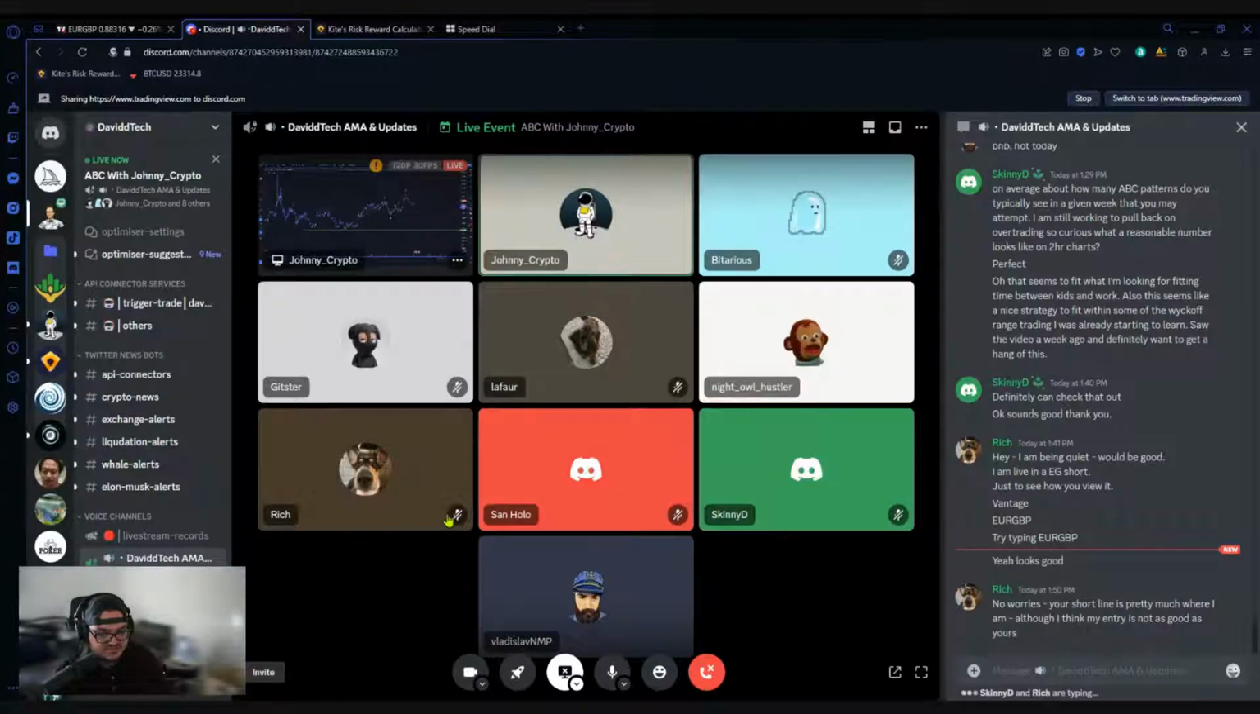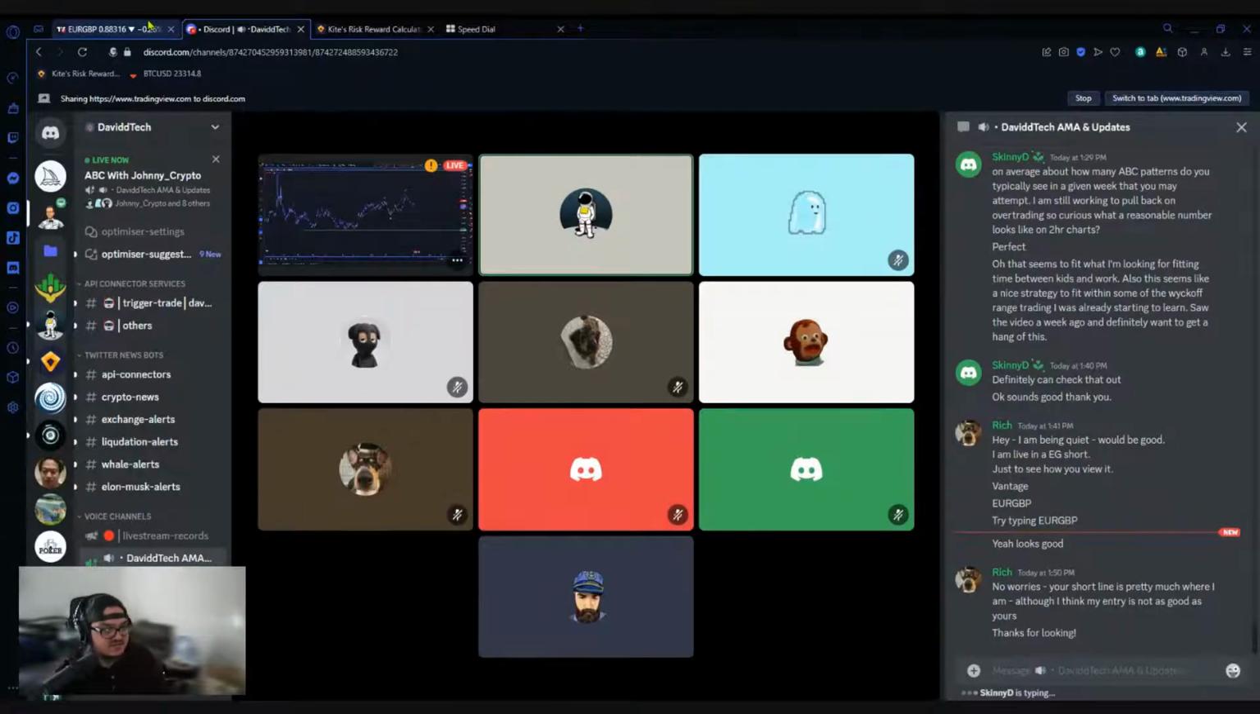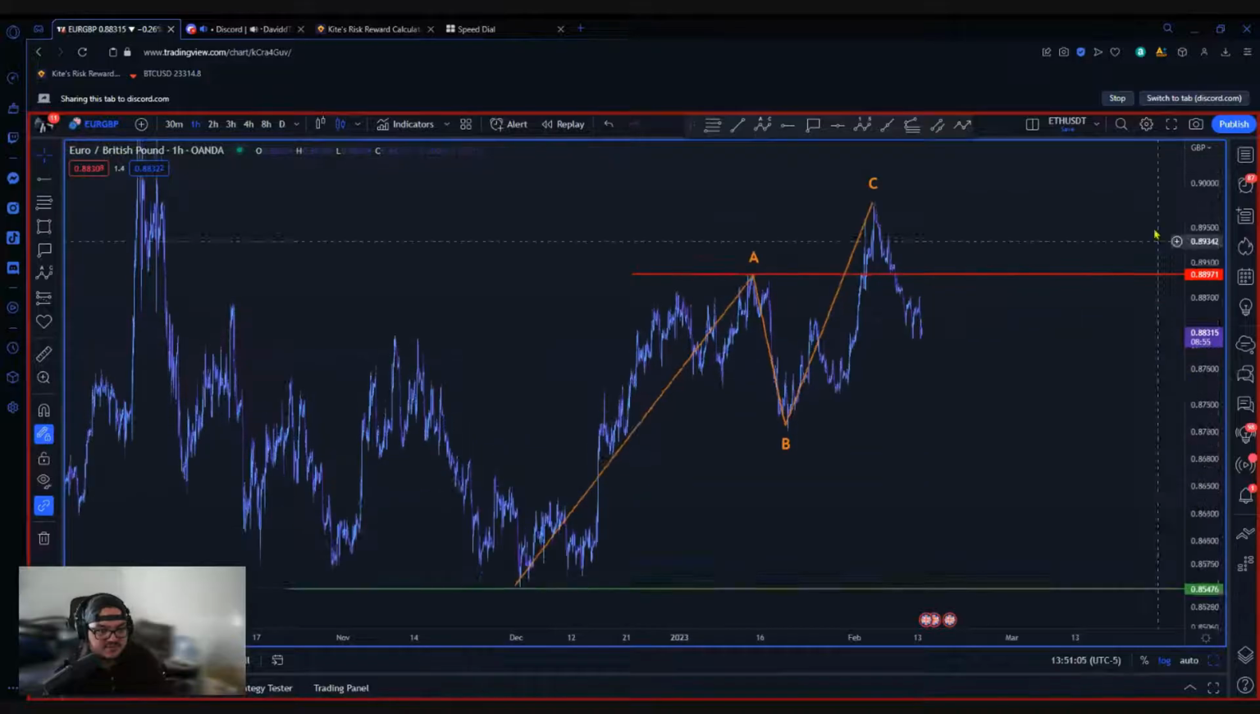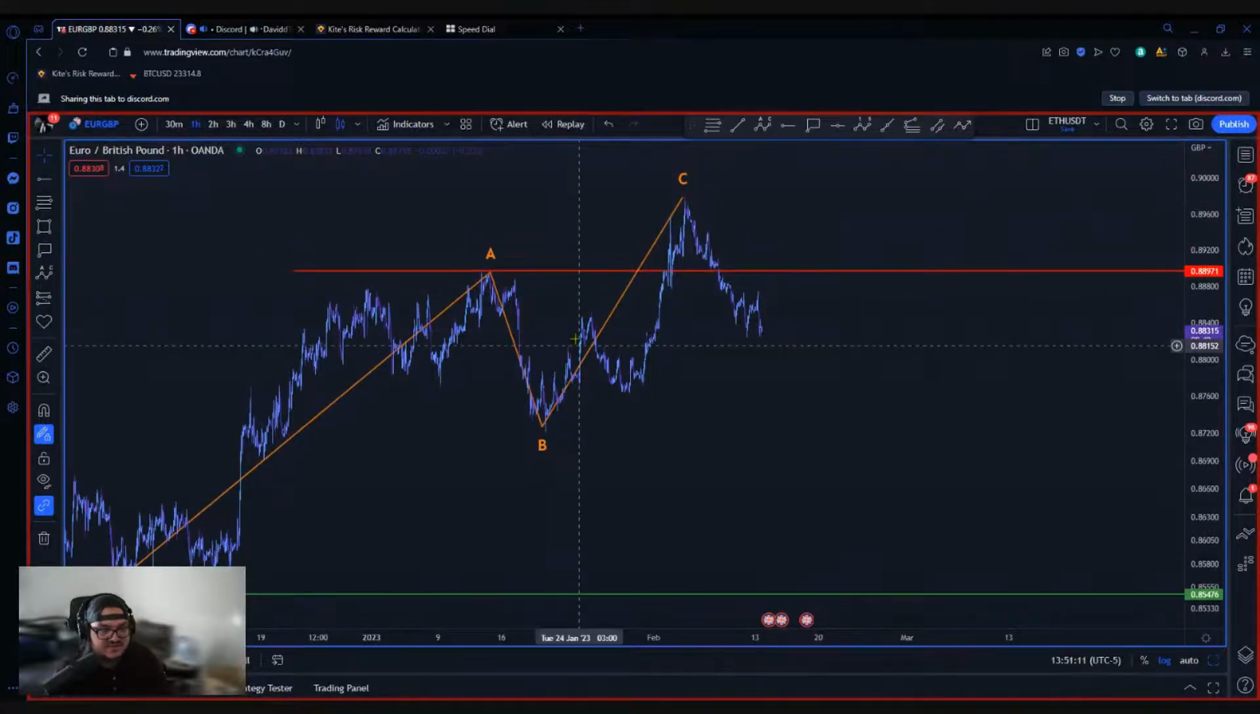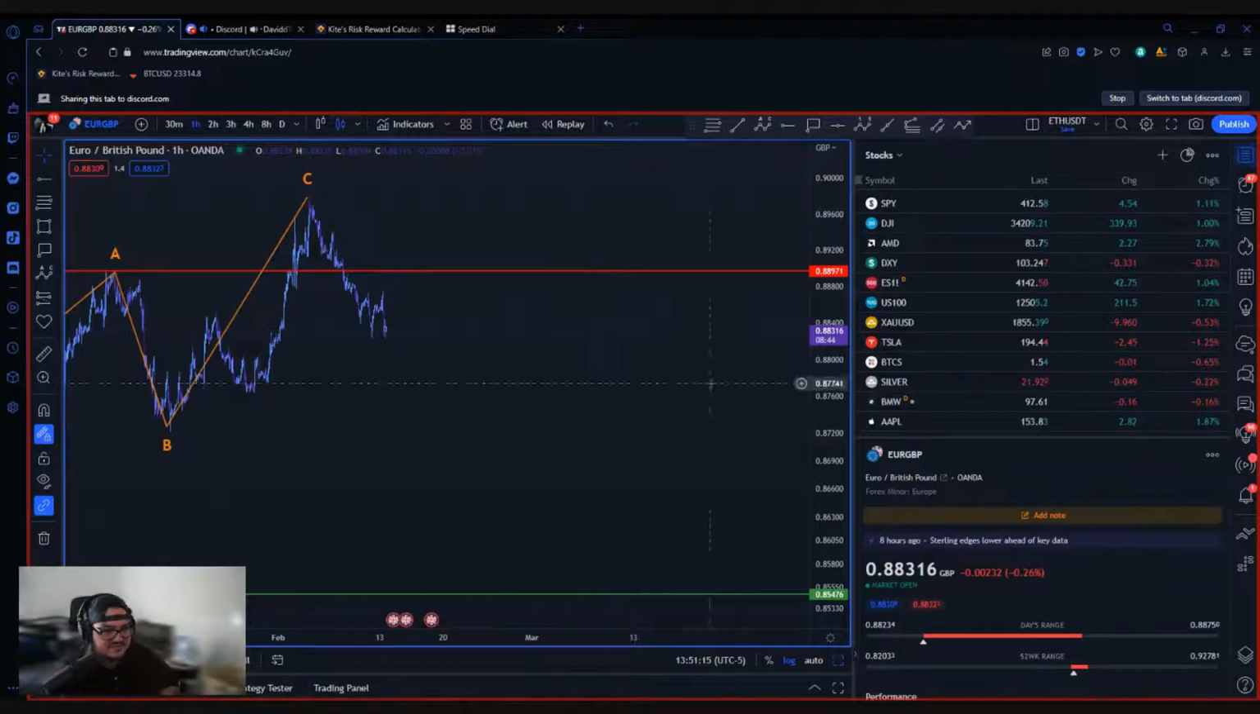No worries. Your shoreline is pretty much where I am, although I think my entry is not as good as yours. Yeah, no problem. It depends on where you decide to get into this. As long as we're below, you still have the shorts on your side, I would say, at the very least. But it looks good.